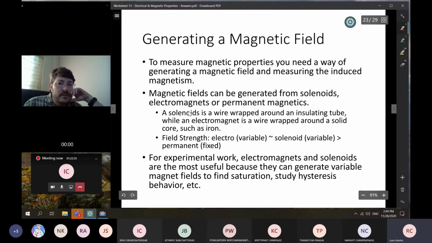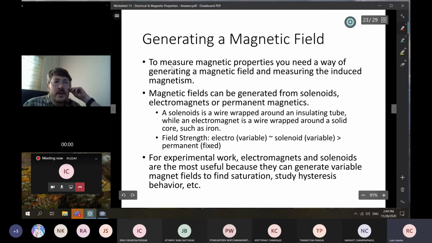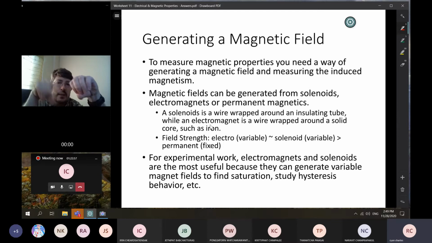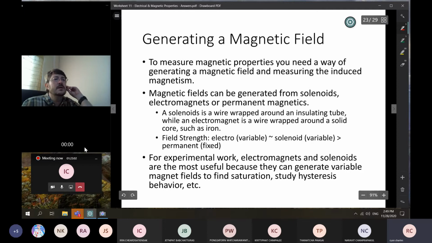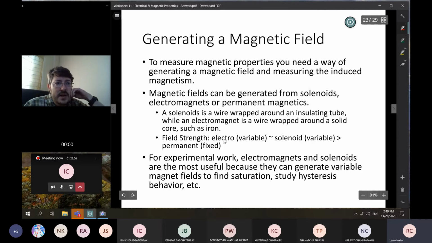So a solenoid, that's just a bunch of wire wrapped around an insulating tube. Right, so you have a hollow pipe, and you just wrap that with wire. That's a solenoid. An electromagnet is a wire wrapped around a solid core, like a piece of iron. Right, so you have an iron nail. You wrap that with wire. That's an electromagnet. If it's just hollow, it's a solenoid. All right. So field strength, electromagnets approximately equal to solenoids.